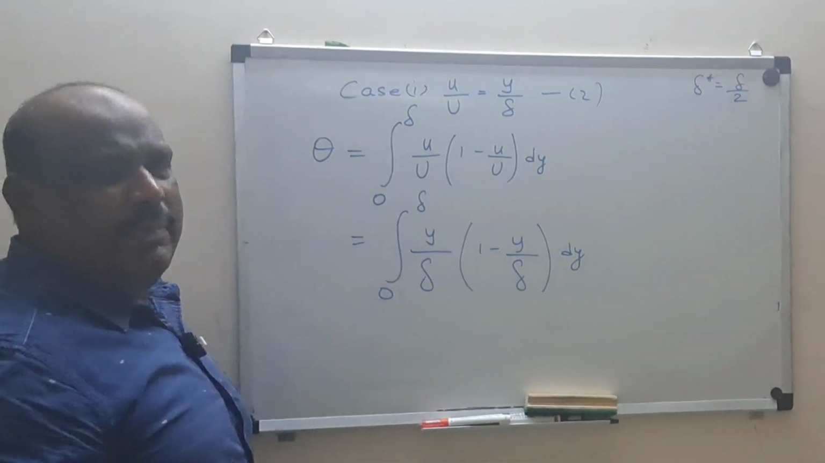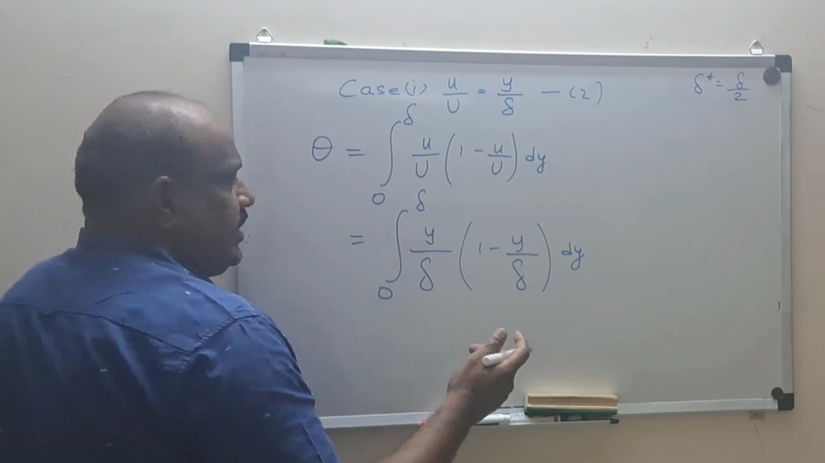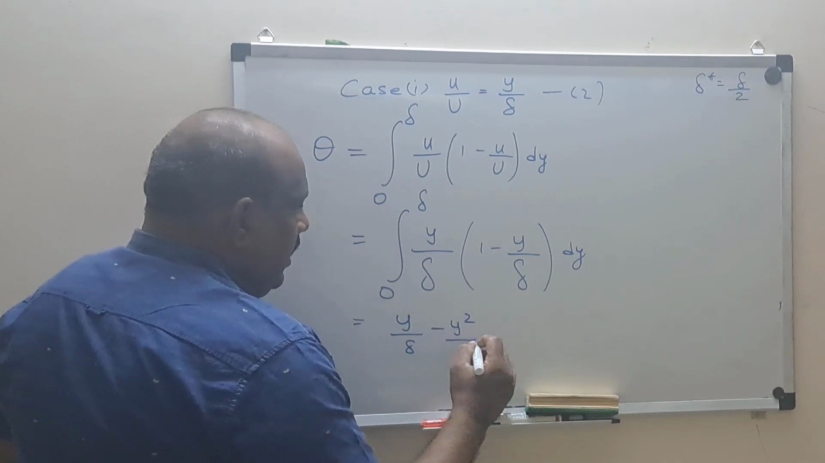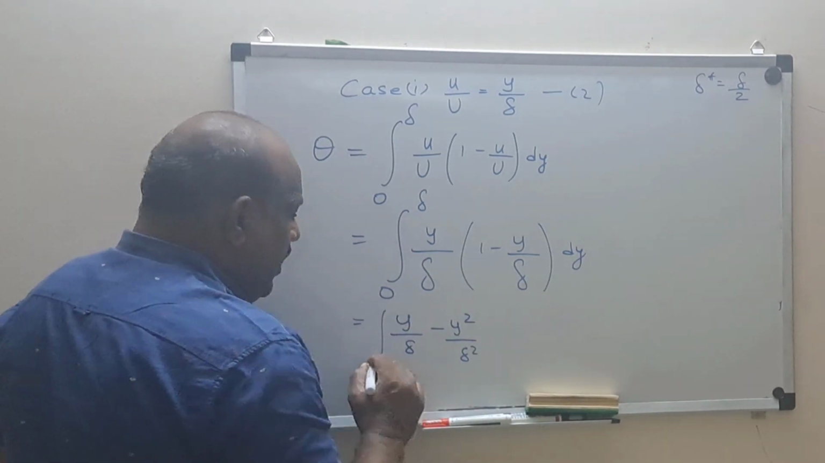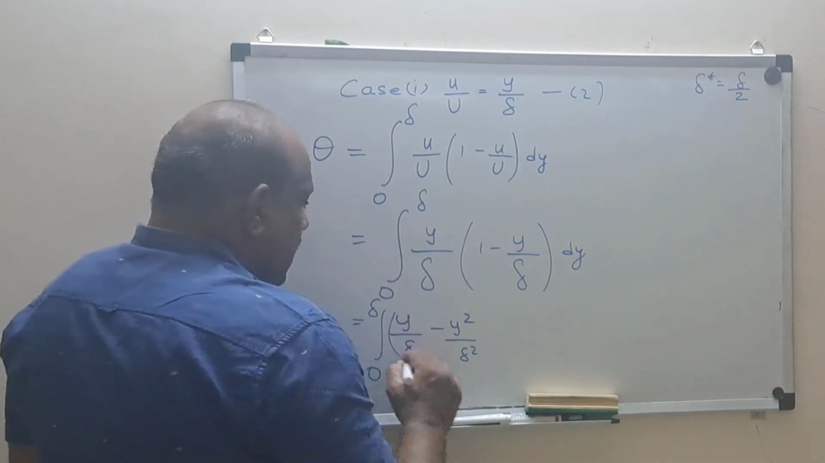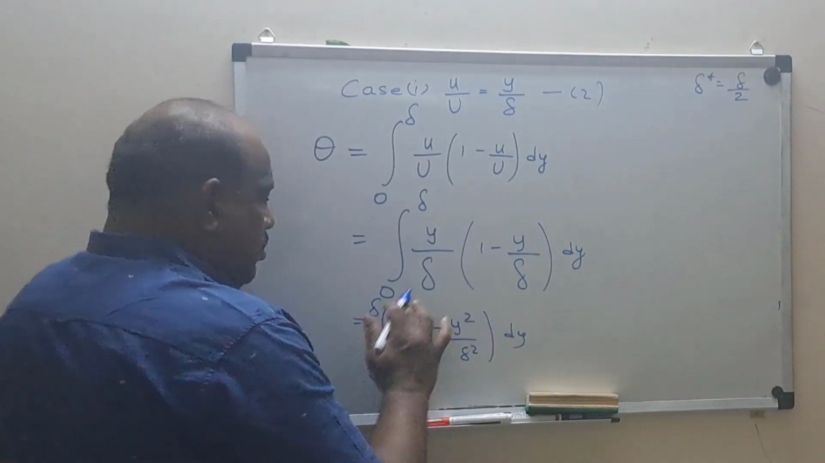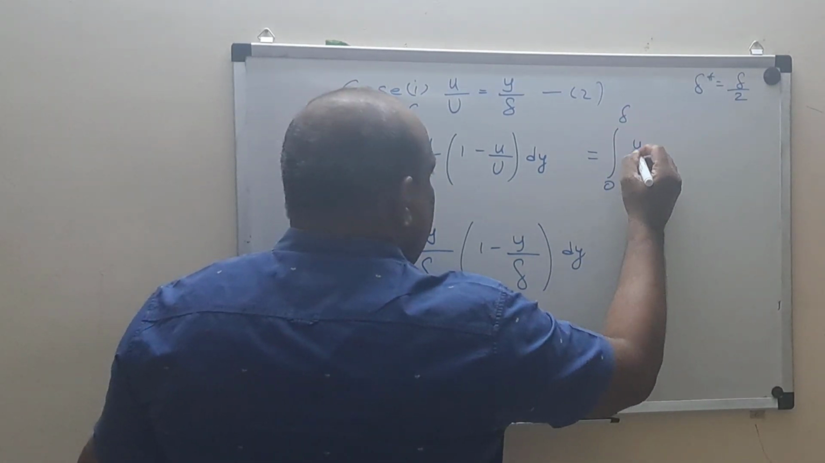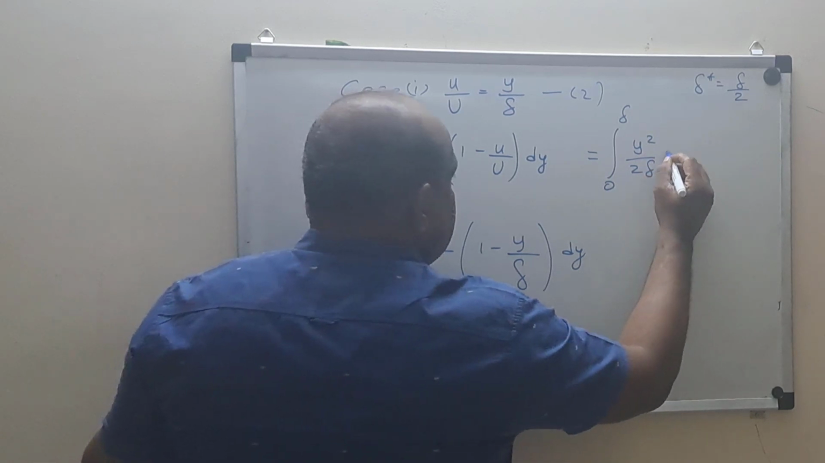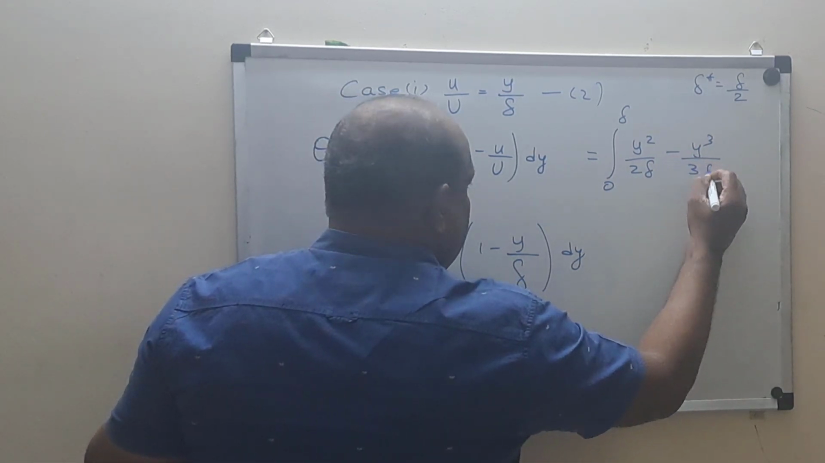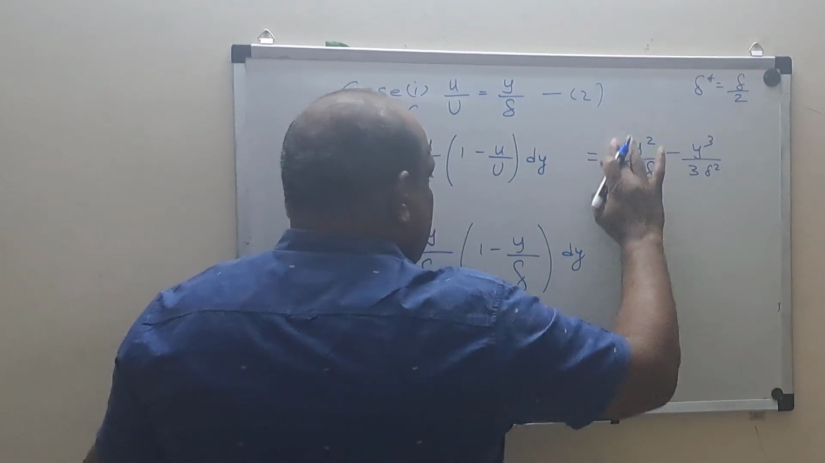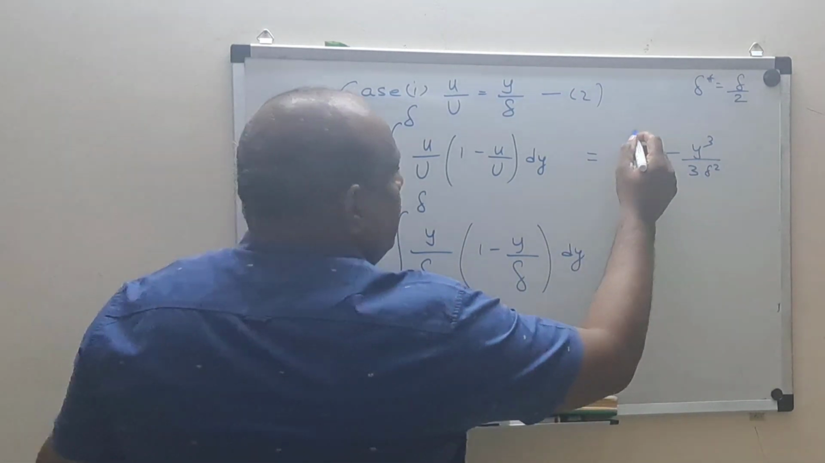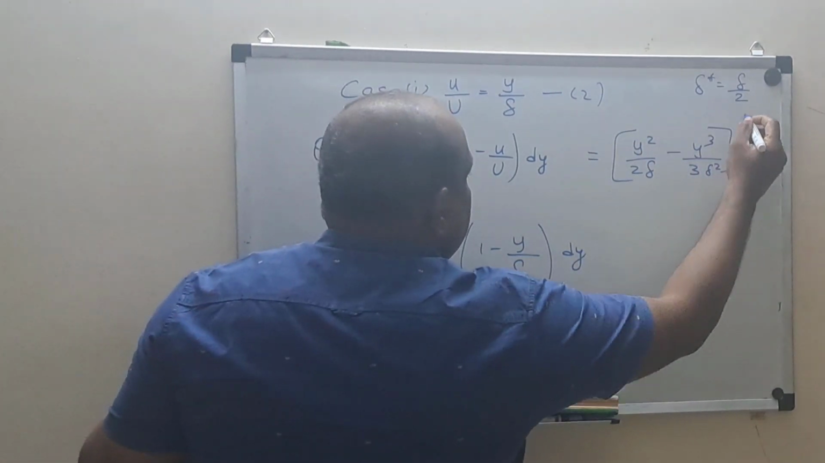So, here is only mathematics, only integration. There is no physics involved. So, it will become y by delta minus y squared by delta squared. I simply multiplied. Still, I have not integrated. So, it's 0 to delta of dy. When I integrate this, it will become y squared by 2 delta minus y cube by 3 delta squared. Sorry, I have integrated now, so I should not put the integral sign. The limits are 0 to delta.